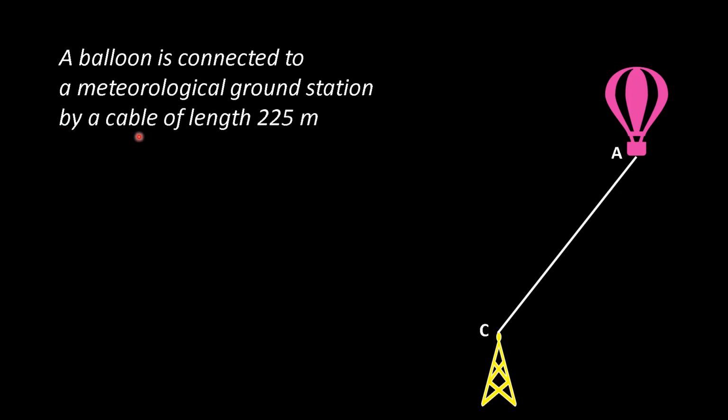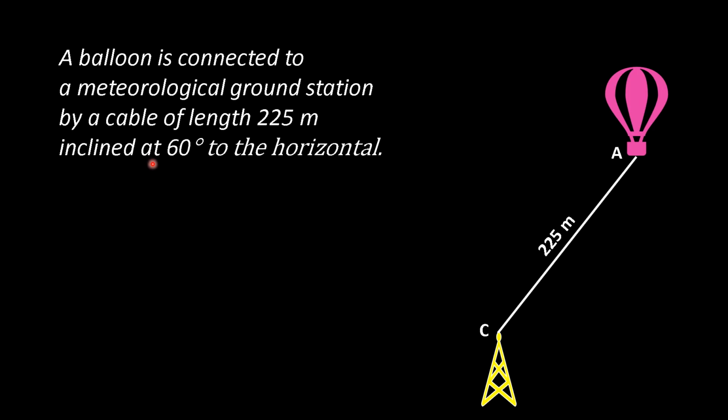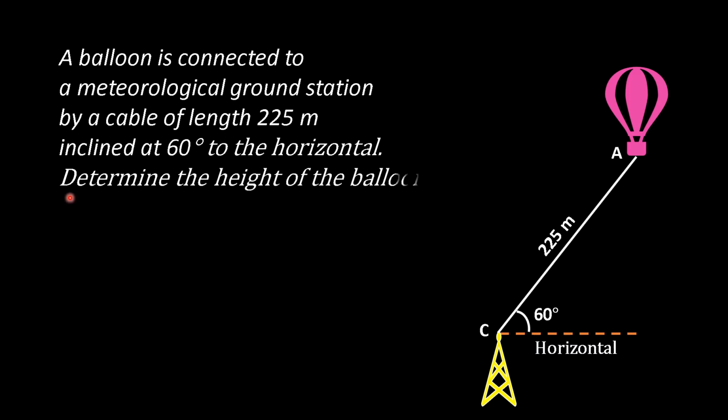A balloon is connected to, this is the balloon, a meteorological ground station, this one, by a cable of length 225 meter, inclined at 60 degrees to the horizontal. Determine the height of the balloon from the ground.